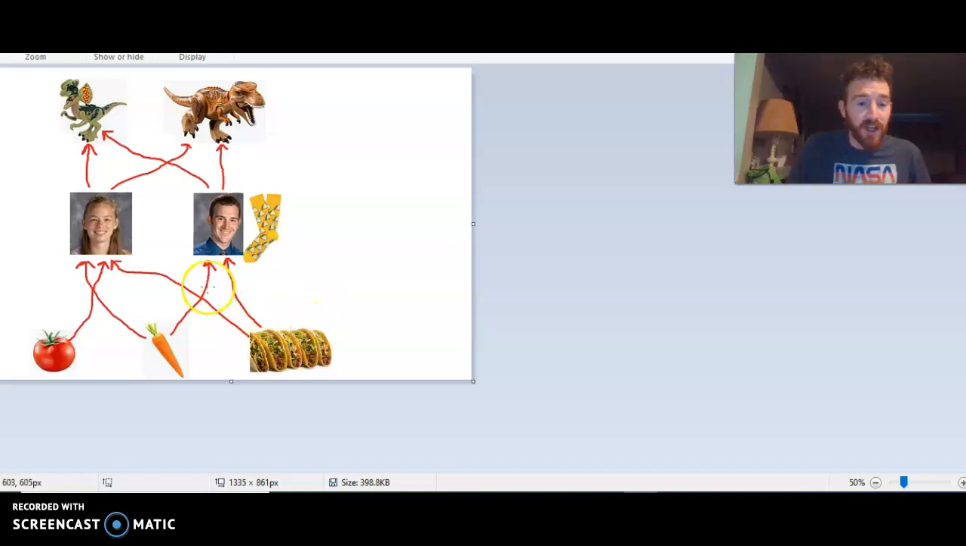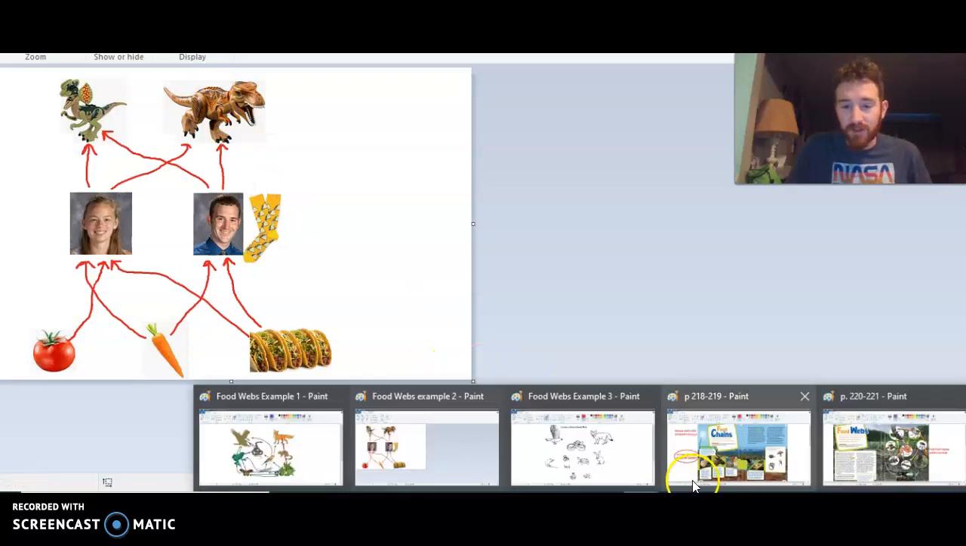So the energy goes from the tacos to Mr. McComb. The energy goes from the tomato to Miss Cullen. And unfortunately, in this case, the energy that's stored in Mr. McComb's body goes up to the T-Rex if I'm not fast enough. Okay, so again, keep that in mind. That flow of energy is what we're representing here.